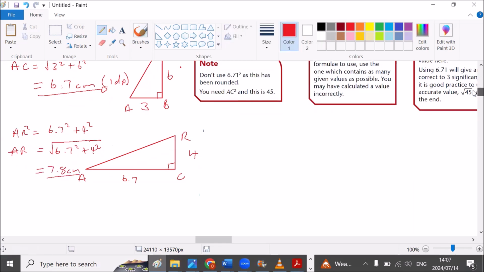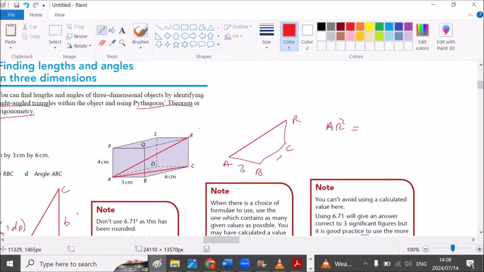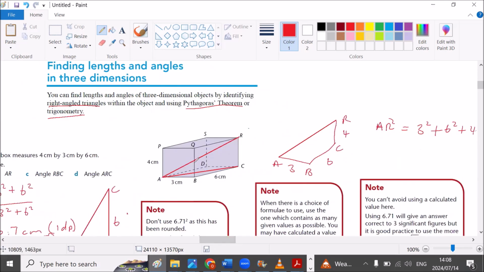Another way to find AR, we have AB, BC, and CR, and we are looking for AR. AB is 3, BC is 6, CR is 4. So AR squared is equal to 3 squared plus 6 squared plus 4 squared. That is for the diagonal of a rectangular prism.